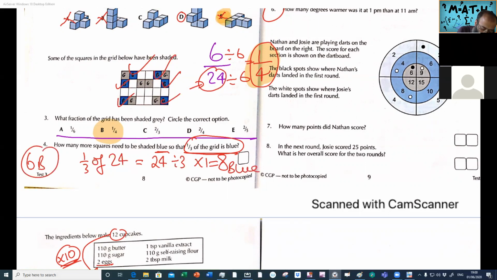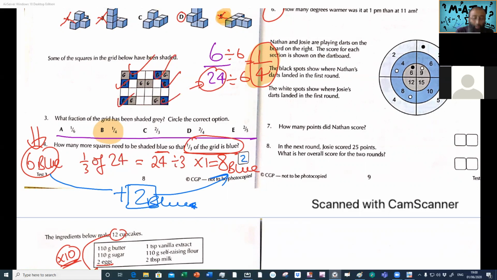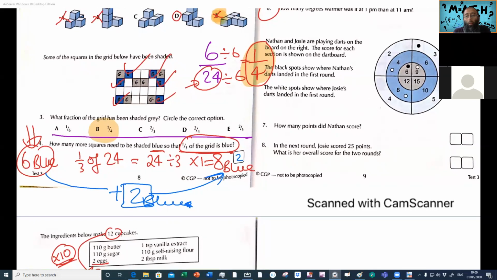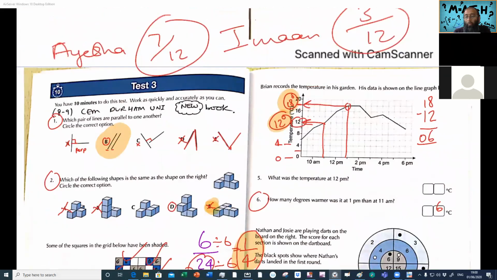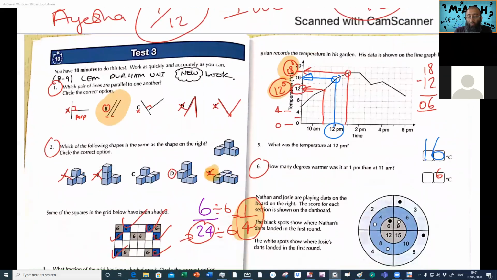How many blue ones do we have at the moment? 6. And then we've got to add to give us 8. So how many do we need more? 2. 2 blue. That's what the answer is, 2. Okay. What was the temperature at 12 p.m.? So we go to 12 p.m., we go up, we hit the line, we go across, and that gives us 16. And number 6 has already been done for us.